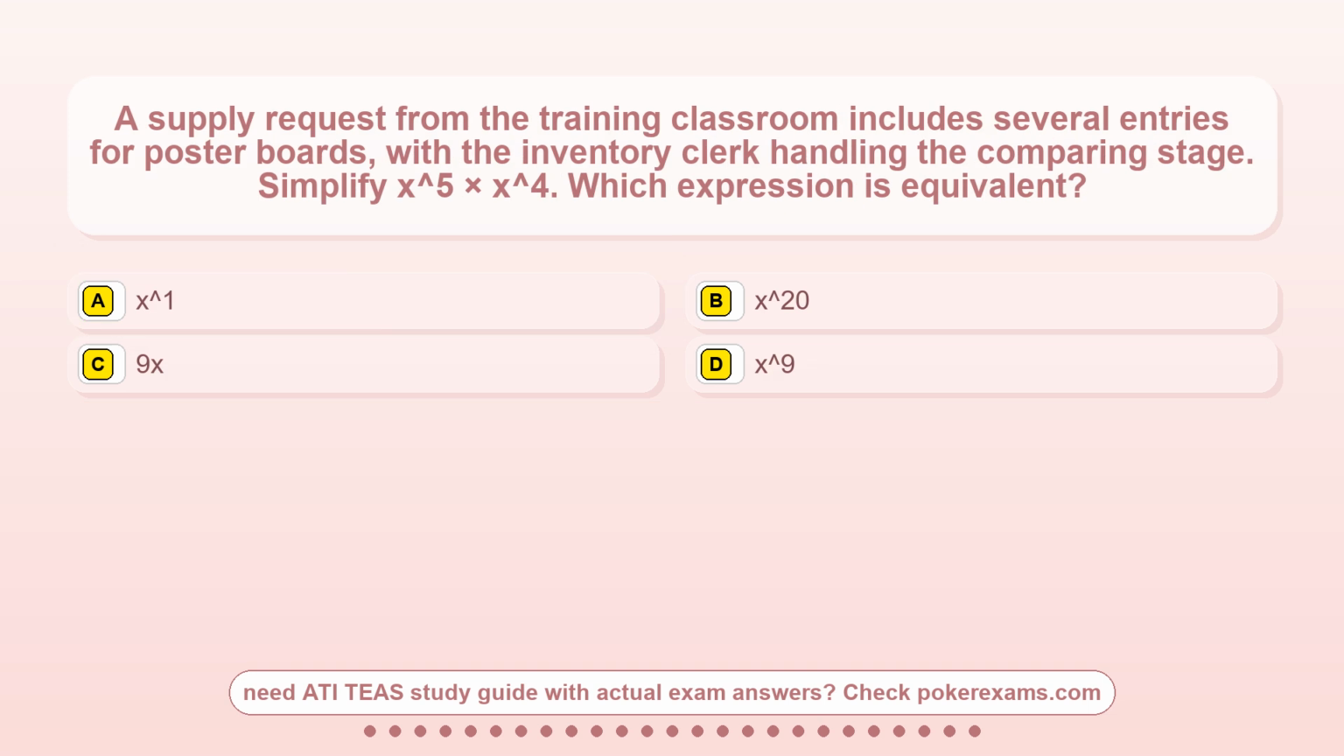A supply request from the training classroom includes several entries for poster boards, with the inventory clerk handling the comparing stage. Simplify x^5 times x^4. Which expression is equivalent? Option A, x^1. Option B, x^20. Option C, 9x. Option D, x^9. The correct answer is option D, x^9.